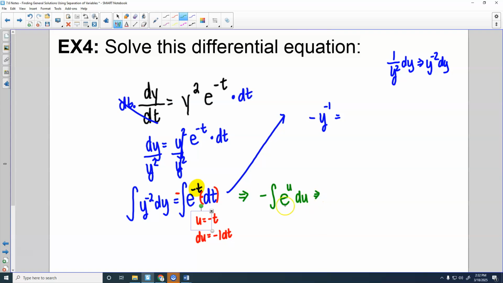which when I integrate e to the u, I just get e to the u, but it'll have that negative out front, and so that would be negative e to the negative, I'm sorry, it's t, not x. Negative t plus c. So that goes right here. Negative e to the negative t plus c.